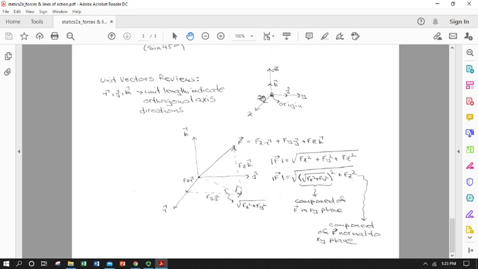So if we want to basically apply a force that puts 10 pounds each in the x, y, and z direction, all we'd have to do is create a vector that says 10 pounds I hat plus 10 pounds j hat plus 10 pounds k hat. And it would have a total magnitude in pounds of the square root of 300 pounds because you would use Pythagorean to get that.